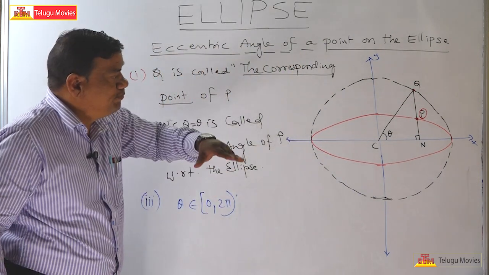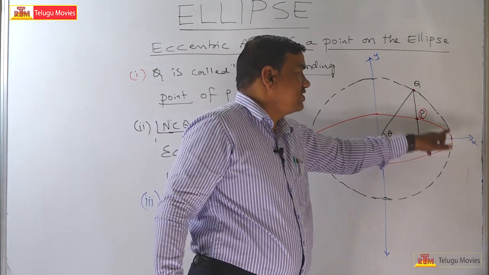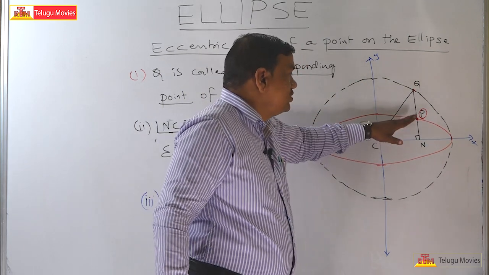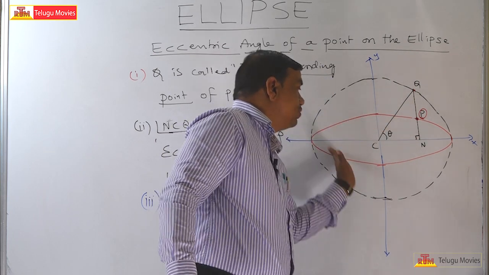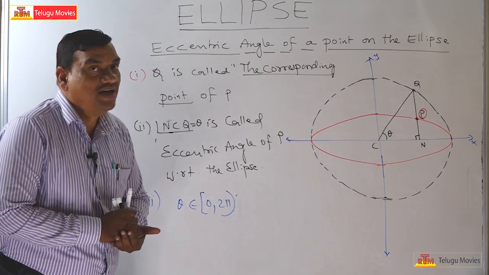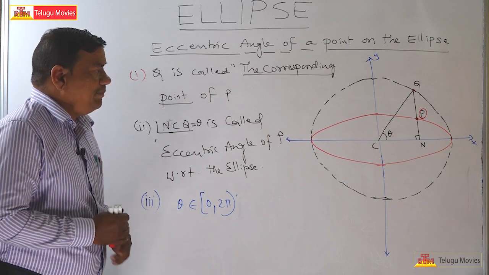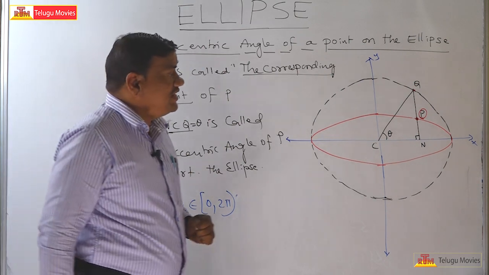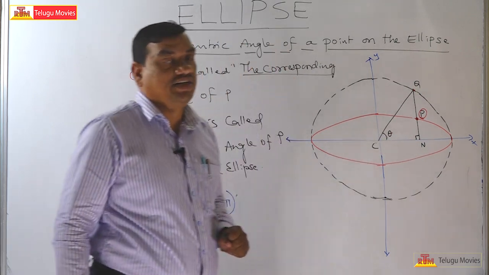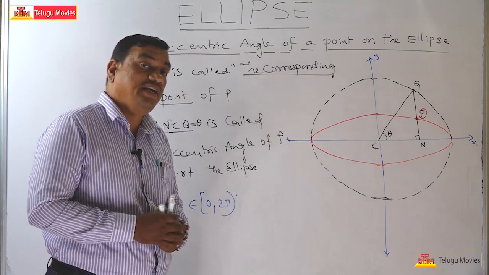Then if P moves on this ellipse in an anti-clockwise direction, Q also moves on the auxiliary circle. According to that, CQ also takes angles from 0 to 360 degrees, that is 0 radians to 2 pi radians. Okay, I hope that you understand this concept. Using that, can we take a general point P using this eccentric angle? That is called a parametric point, and those equations are called parametric equations.